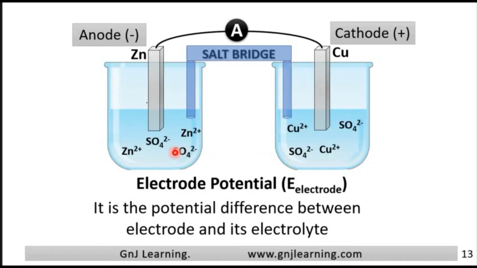Same is the case with all types of half cells. This is another half cell. It is the potential difference. Electrode potential is the potential difference between the electrode and its electrolyte.